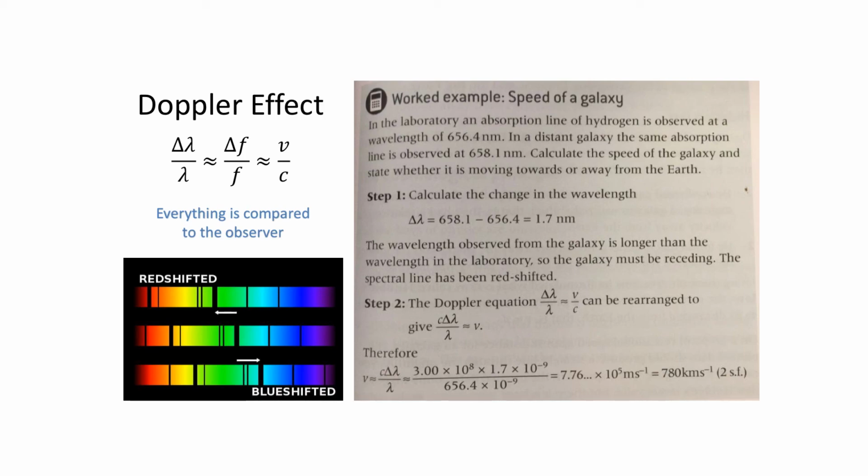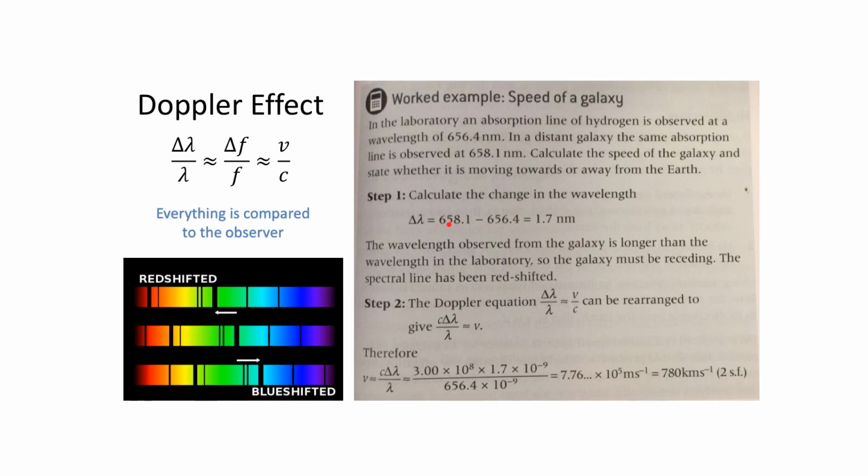So let's look at our worked example. In a laboratory, an absorption line of hydrogen is observed at a wavelength of 656.4 nanometers, so times 10 to the minus 9. In a distant galaxy, the same absorption line is observed at 658.1 nanometers. So you can see the change there. It's very, very small. Calculate the speed of the galaxy and state whether it's moving towards or away from the Earth. So first of all, we're going to calculate the change in wavelength.